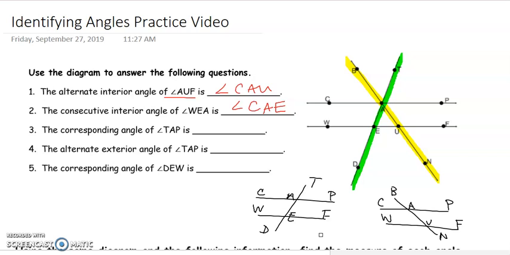Okay, number 3, corresponding of TAP. Well, where is my T? T is on the green line, so I'm going to go over here. That is that angle right there. TAP, corresponding means it's in the same position. So it's above this line to the right of the transversal. It's got to be that angle, which is angle AEF.